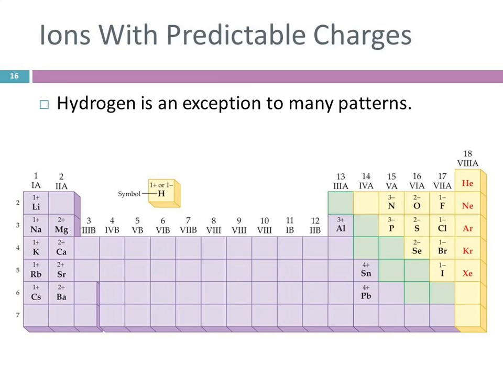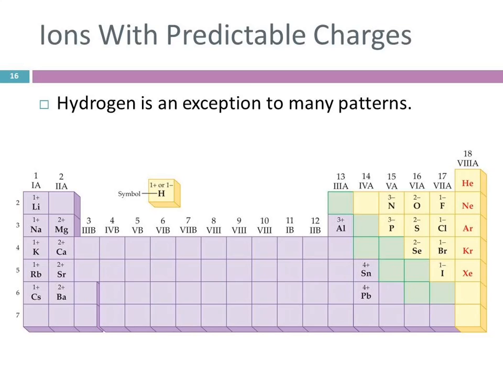Now, the transition elements, these metals, those are very unpredictable. So we're not going to worry about them. Let's look at the nonmetals. So here's fluorine. How many electrons does fluorine have? 9. It would like to be like neon with 10. If it gains 1 electron, it becomes like neon. So it will gain 1 and have a -1 charge. Oxygen needs to gain 2 to become like neon. Nitrogen needs to gain 3.